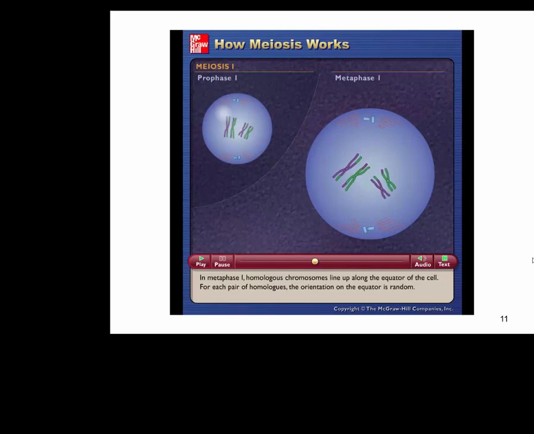In metaphase 1, homologous chromosomes line up along the equator of the cell. For each pair of homologs, the orientation on the equator is random. Currently, the large purple chromosome and the small green chromosome are on top. However, the small purple chromosome could just as easily have ended on top. Each different orientation results in gametes with different combinations of parental chromosomes. This process is called independent assortment. Once the chromosomes are lined up, the ends of the spindle fibers attach to each centromere.